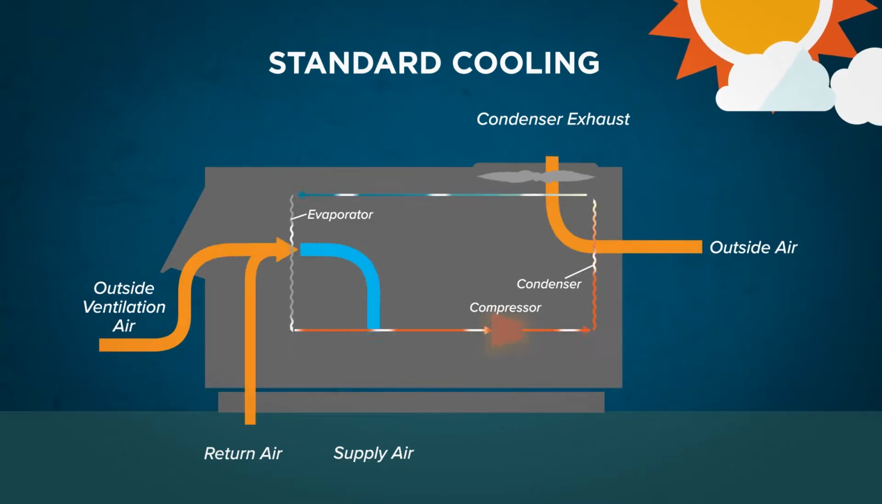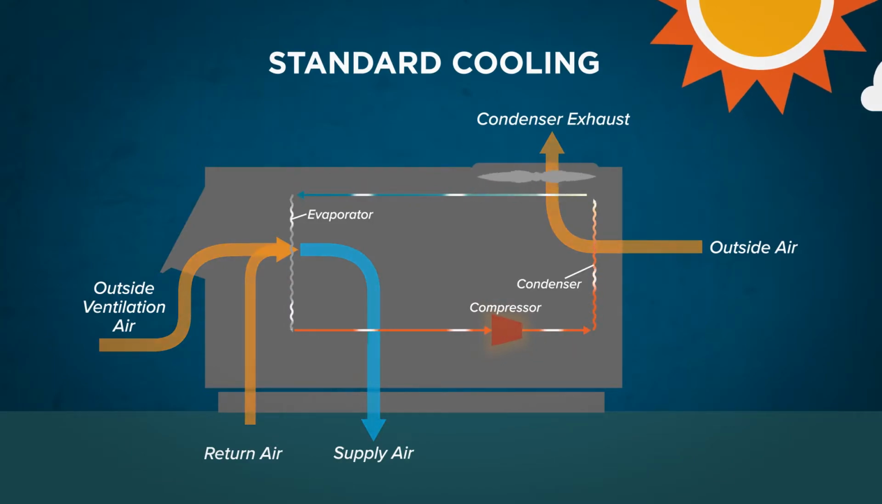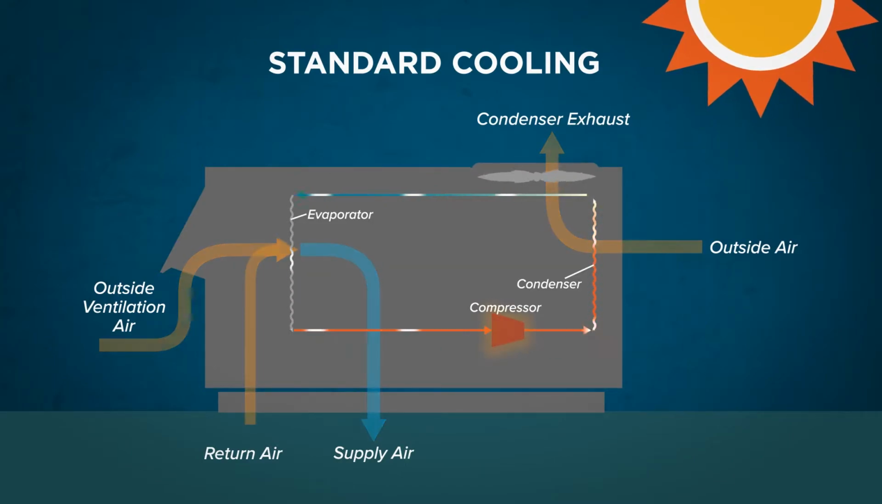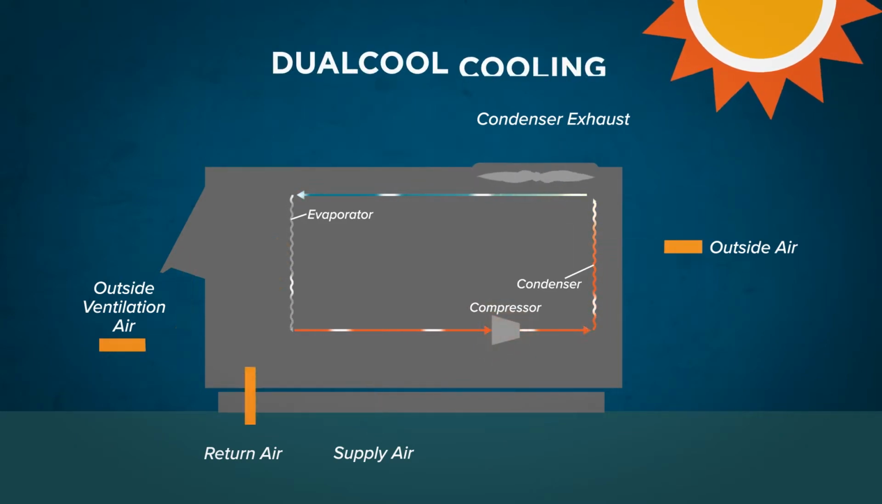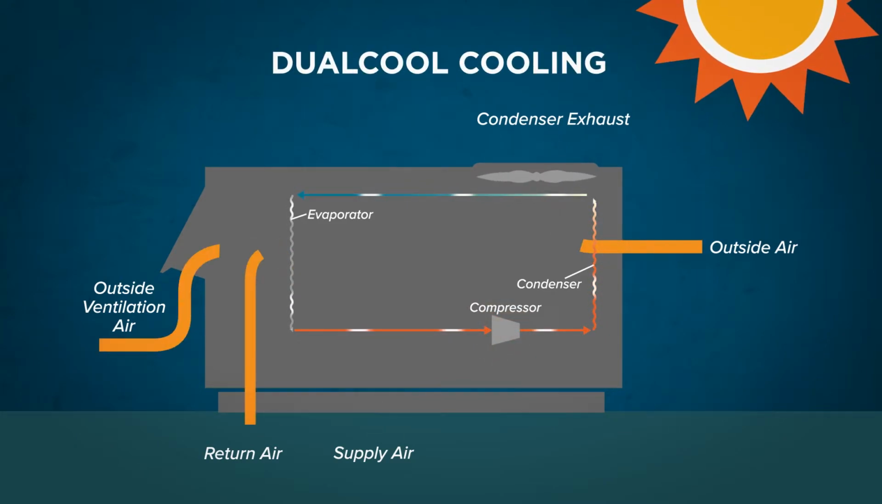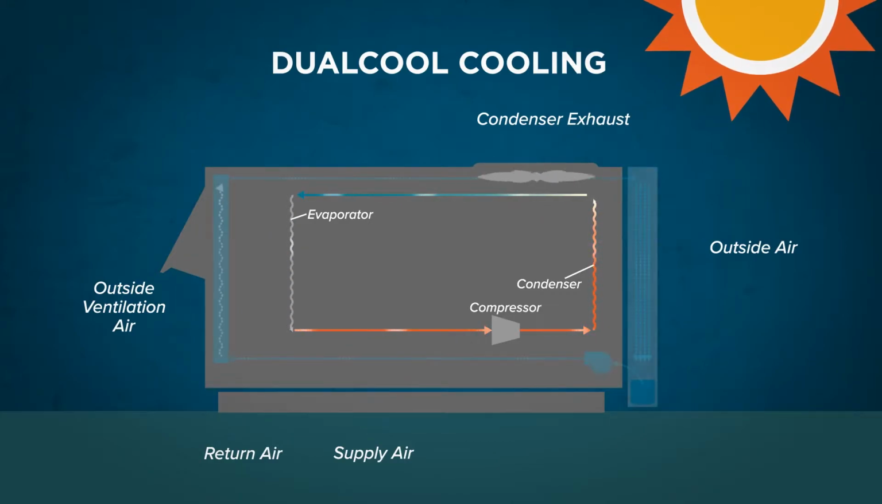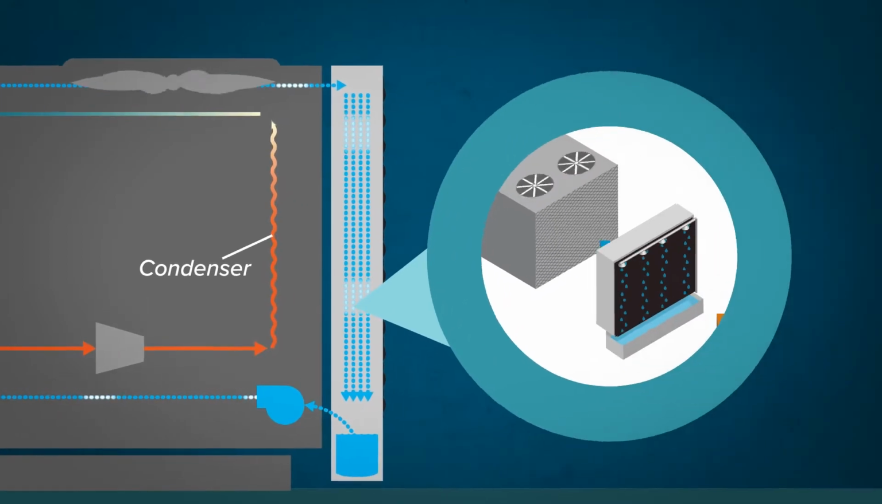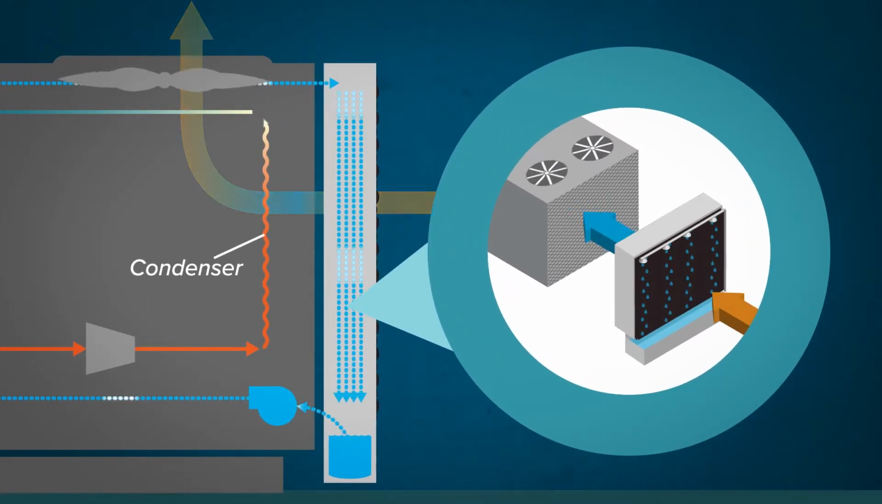The hotter it gets outside, the harder the compressor has to work to reject the heat. When this happens, the compressor uses more electricity and the performance of the air conditioner is reduced. One of the ways DualCool saves energy is by cooling the air around the condenser, making it easier to reject the heat to the outside. DualCool cools the air around the condenser by pumping water over a rigid evaporative media.